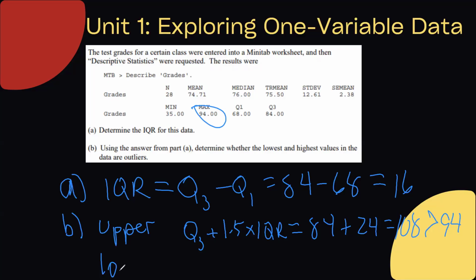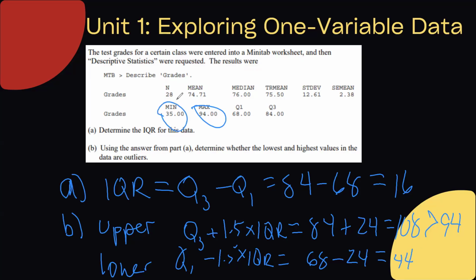For the lower outliers, you would have to do Q1 minus 1.5 IQRs. So that would be 68 minus 24, which is 44. The minimum of 35 is below the boundary for a lower outlier. So 35 is a lower outlier.